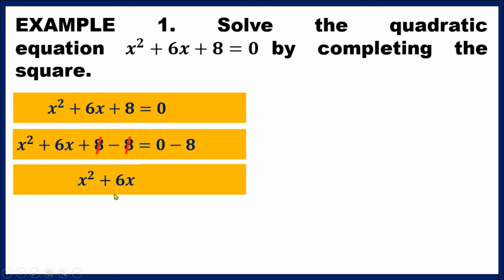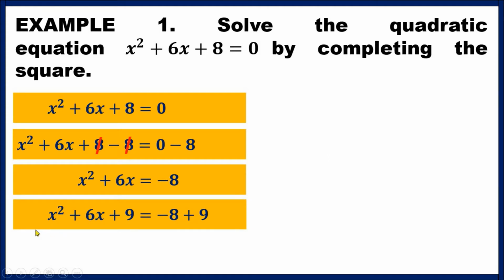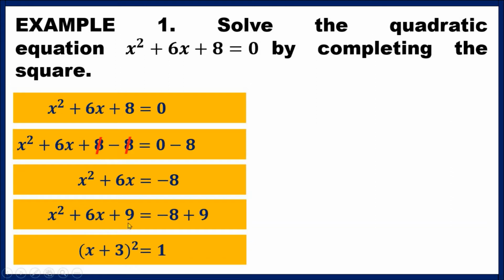So what shall be added to x squared plus 6x to make it a perfect square trinomial? To compute for that, we will divide the coefficient of the x term by 2 and then square it. 6 over 2 is 3. Squaring 3, the answer is 9. And so we must add 9 to both sides of our equation. And then we will express the left side as a square of a binomial. This x squared plus 6x plus 9 is also the same as the square of x plus 3, which is equal to negative 8 plus 9, that's equivalent to 1.